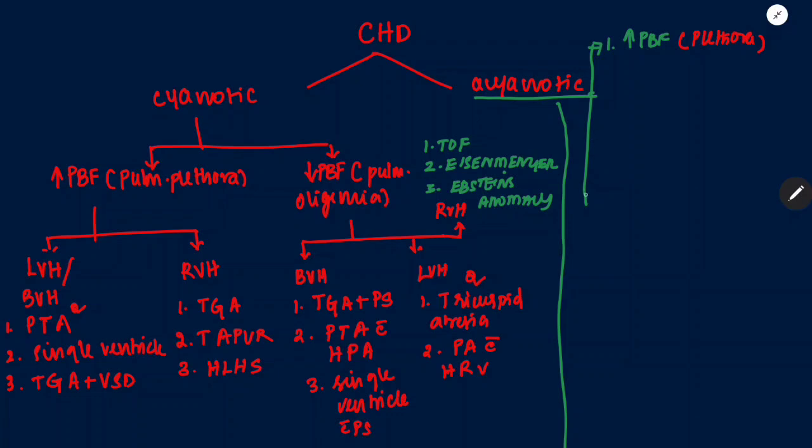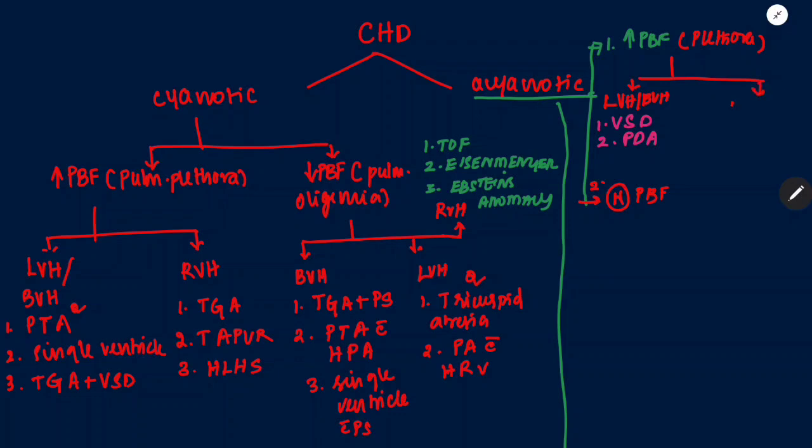Okay, the second one is normal pulmonary blood flow. In the increased plethora group, as usual, we divide it into two. The first one is with LV hypertrophy or biventricular hypertrophy. Let us see what is there. This is very easy. All we know is VSD and PDA. So remember these two conditions.